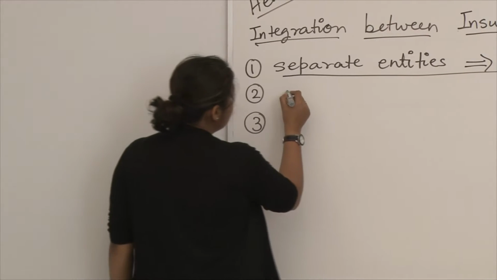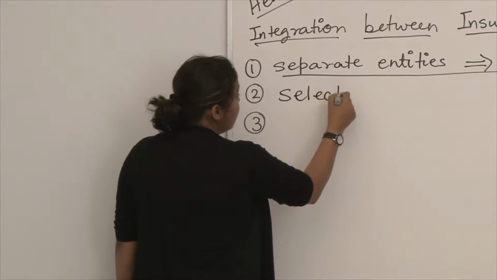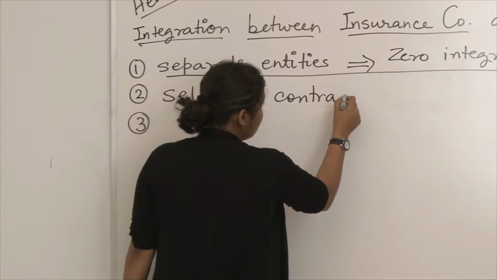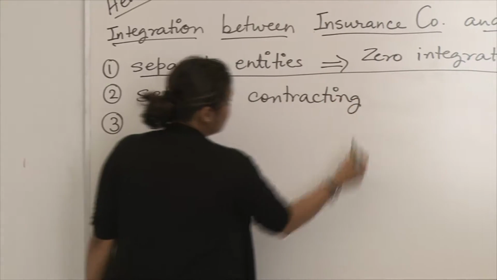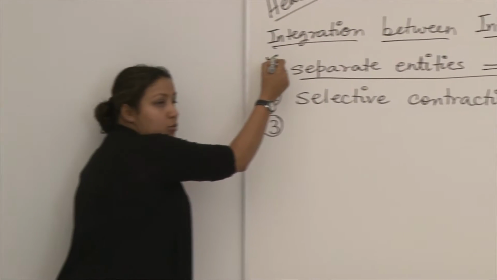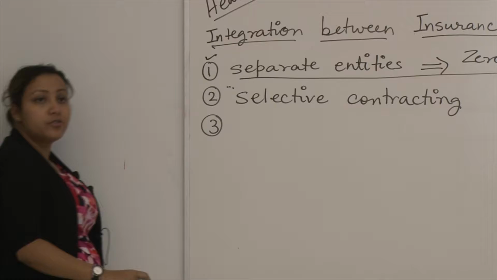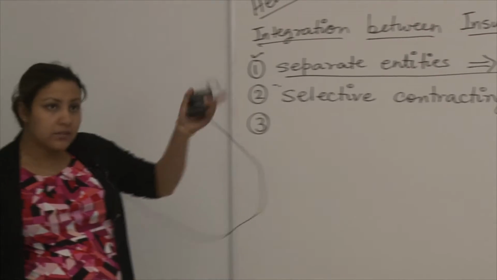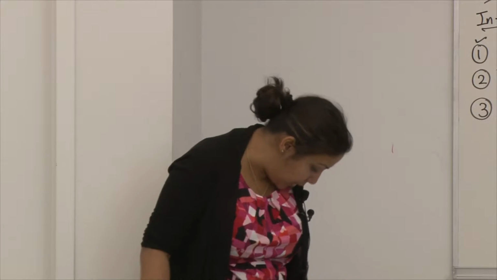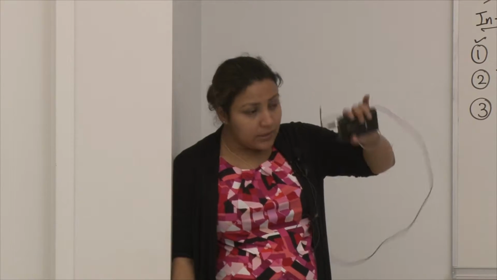The second one is known as selective contracting. Okay. Now, here in selective contracting, compared to the first one, the health insurance company has a relatively more active role. So, that's the difference between the two. Between the first one, the separate entities, and the second one, selective contracting, the health insurance company gradually starts playing a little more active role.